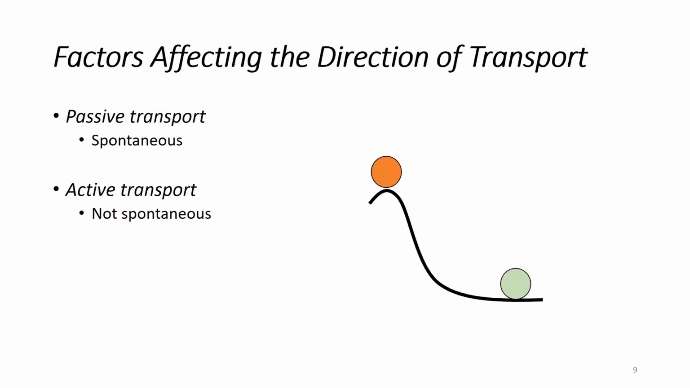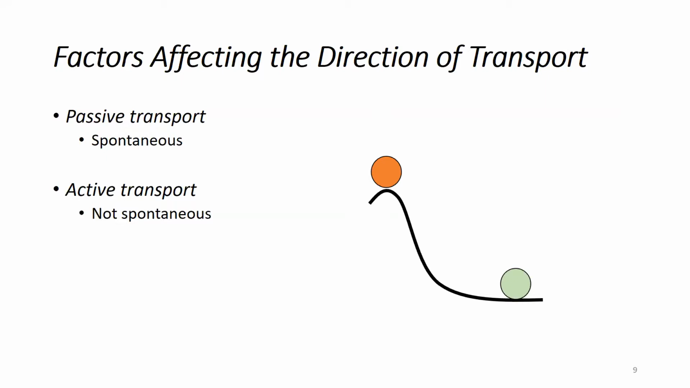Now let's talk about some factors that affect the direction of transport. Okay, and in this little scenario that we have here, there's a hill or a slight incline, and there are two balls. There's an orange ball, there's a green ball. Now, one of these balls is going to move much easier than the other. Which one of those balls is going to move easier?